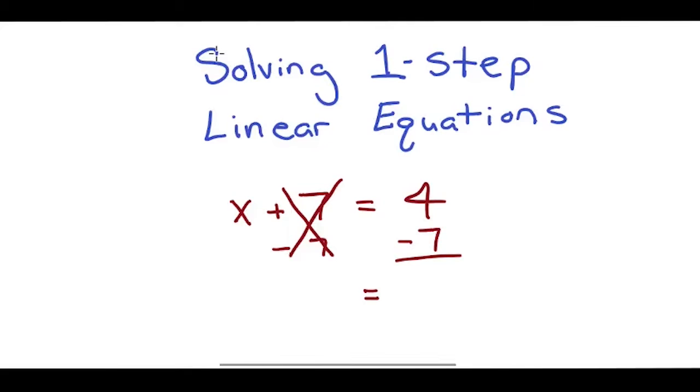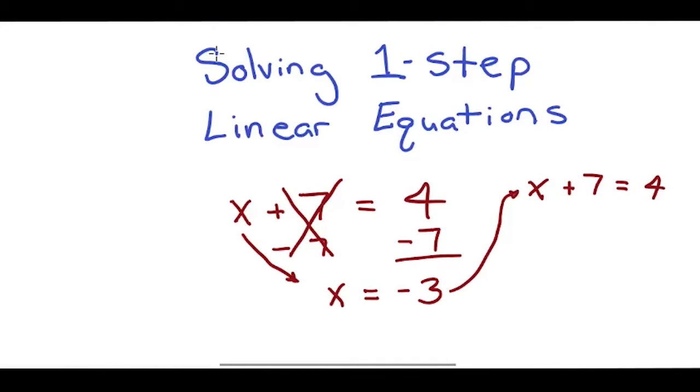And I'm going to subtract that 7 from 4, and I'm going to be left with negative 3. Bring down the x, so x equals negative 3. If you'll remember, the original equation was x plus 7 equals 4. So I'm going to plug that negative 3 in for x, so I have negative 3 plus 7 equals 4. Well, negative 3 plus 7 is 4, so 4 equals 4. Check. So our final answer is x equals negative 3.